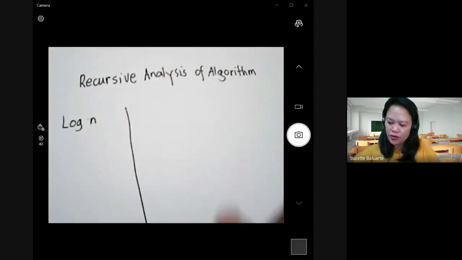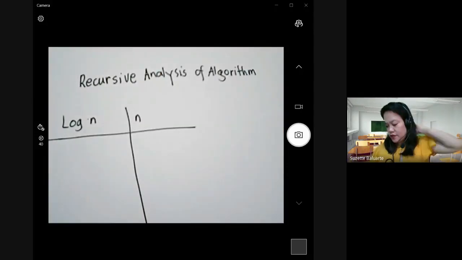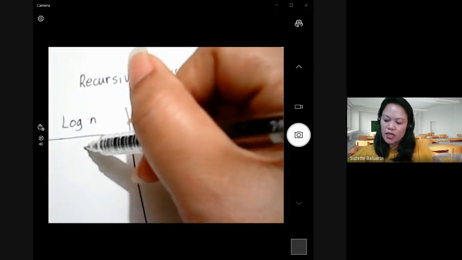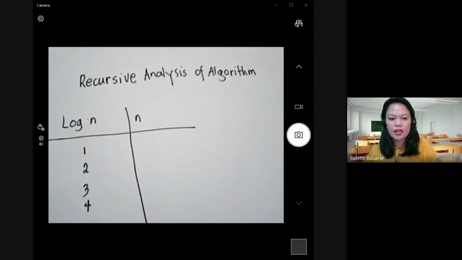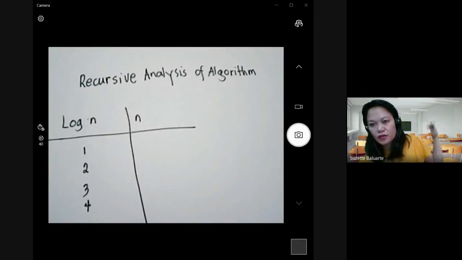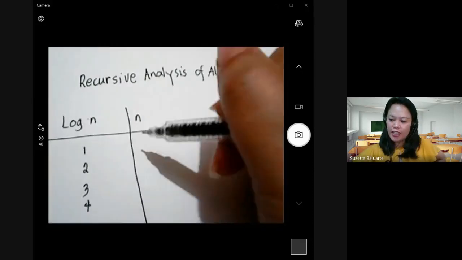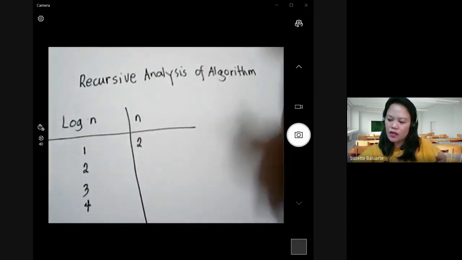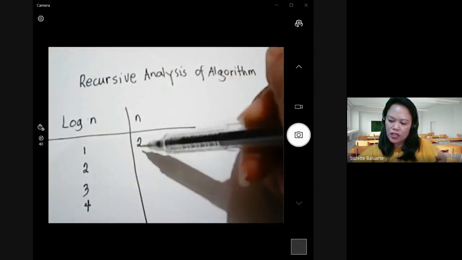And then, how are we going to determine the n? Okay. So, in log n, it's 1, 2, 3, 4, something like that. In log n, usually, what would be the base? The base is, again, you can answer through the chat box, or you can use your mic and answer it. So, our base is 2. So, for log n, this is 2. If log n is 1, the n is 2.